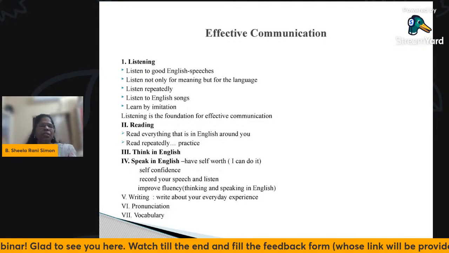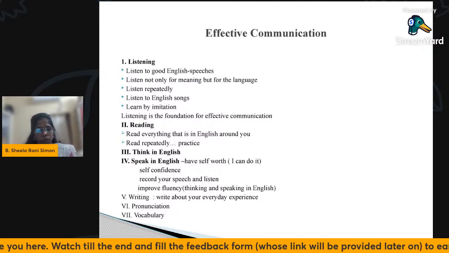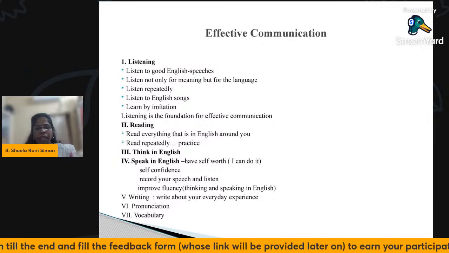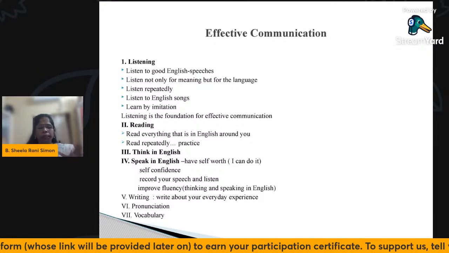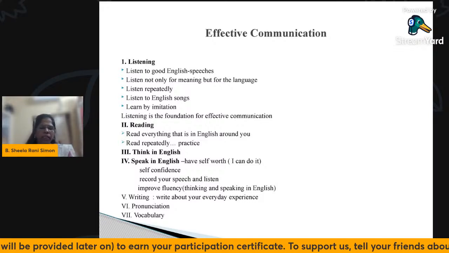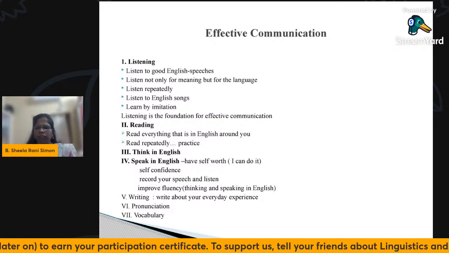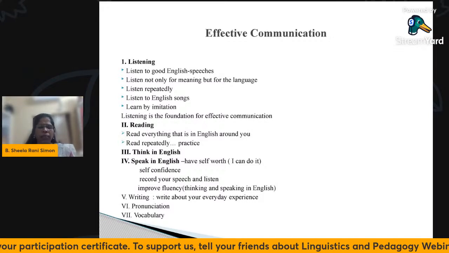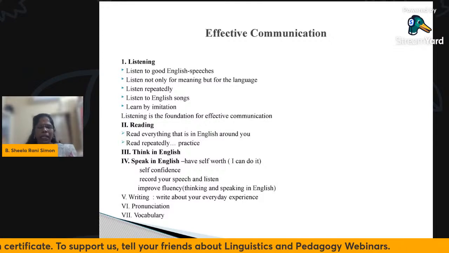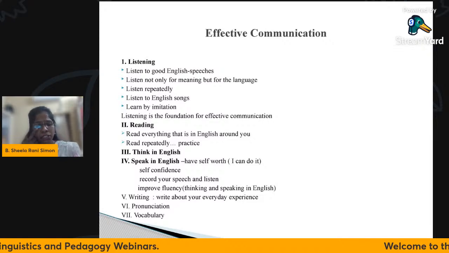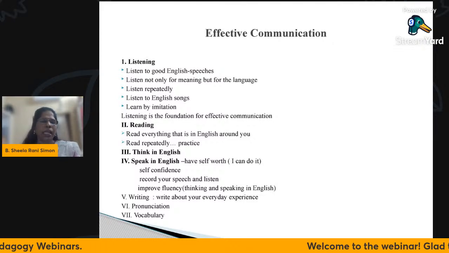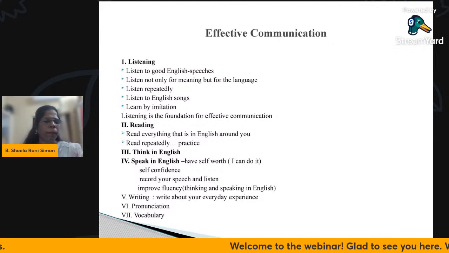Again, work on pronunciation. So pronunciation also does matter, and it is very, very important to be able to speak intelligibly. We do not want to imitate anybody, so to say, when it comes to pronunciation, but be clear, neutralize accent. So working on pronunciation also is important. And of course, vocabulary building.